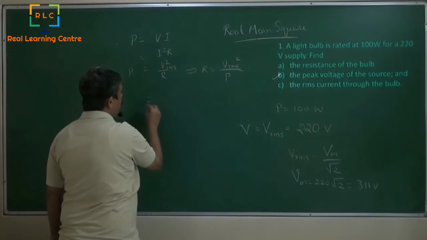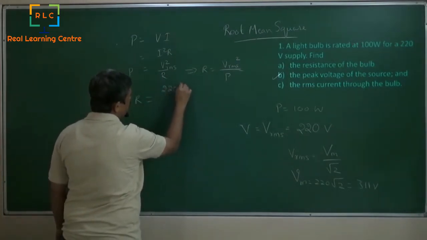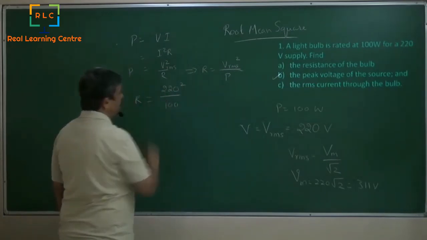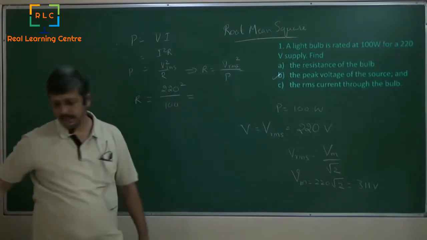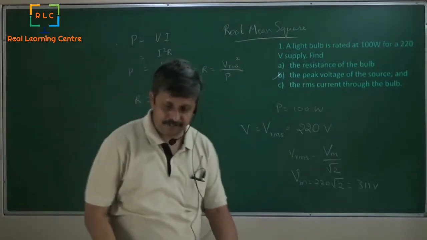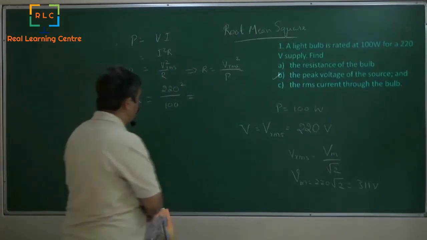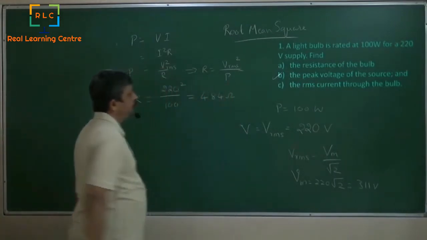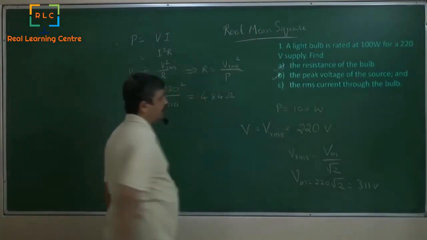Which means R is equal to, VRMS is how much? 220 square, where P is 100 watt. So this calculation you do using a calculator, and it gives basically 484 ohms. So we calculated the resistor.